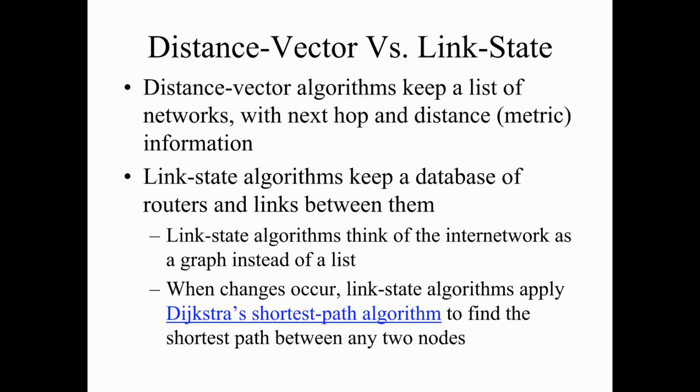That's a big thing. When changes occur, the link state algorithm applies, I can't even pronounce that, a shortest path algorithm to find the shortest path between different nodes. Again, link state, the big thing here is it looks at it as a graph and updates when changes occur. Distance vector looks at it more like a list, uses next hop and distance as metrics, and updates every 30 seconds.